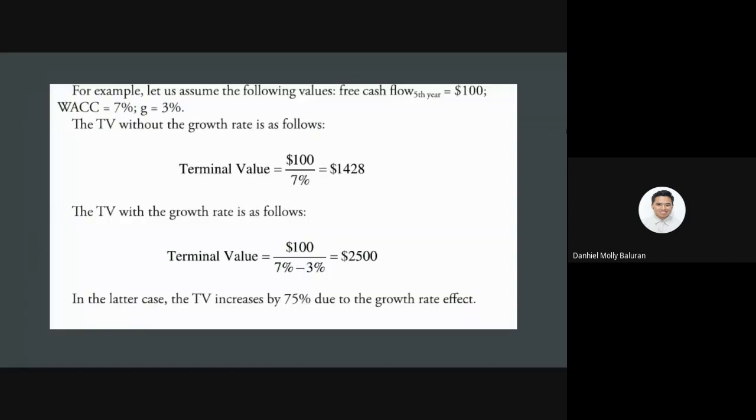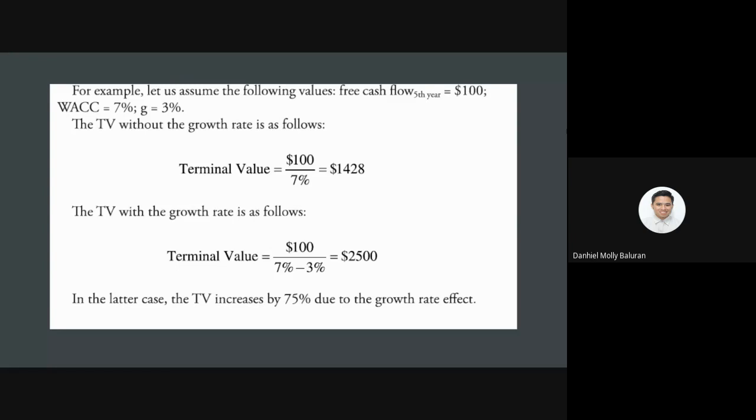In the next slide, there's an example that will show you why the growth rate is very, very important. Let us assume the following values: free cash flow in the 5th year is $100, your WACC is 7% and your G is 3%. The formula for terminal value is cash flow times (1 plus G) all over the difference of R and G. Without the growth rate, $100 over 7% is 1,428. If we include the growth rate, that would be 100 divided by 7 minus 3, or 4. The answer would be $2,500.